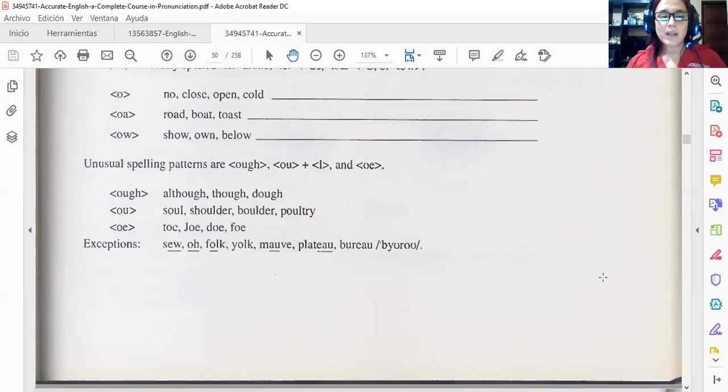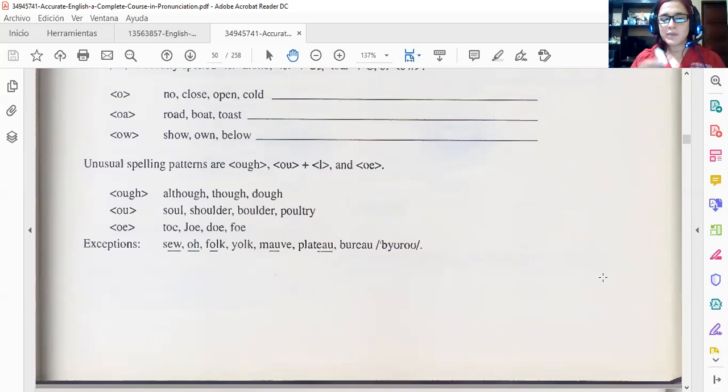So then you have O, like in soul, shoulder, boulder, and poultry. Poultry. That is a very nice word coming from the French language, but you have the P, so you have to try to make it aspirated. Then you have the O, E, like in toe, it's aspirated, Joe, dough, and foe. Okay, here we go with the exceptions. Exceptions are almost in every single vowel sound, okay?